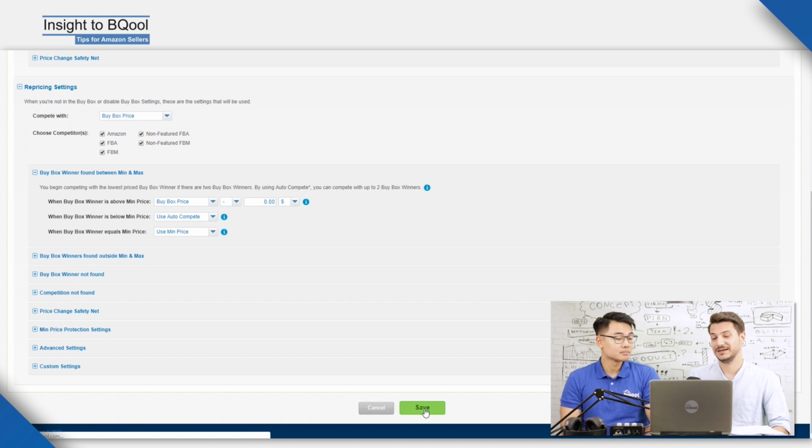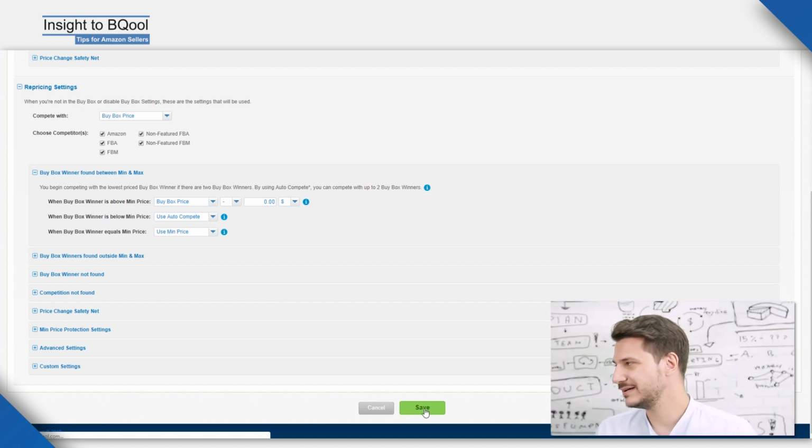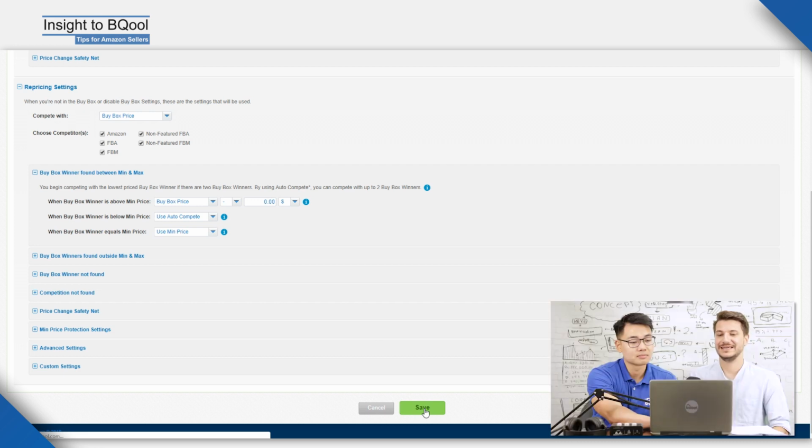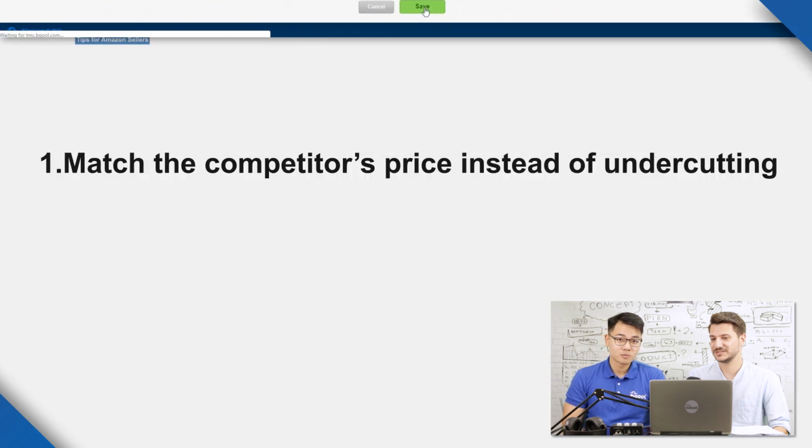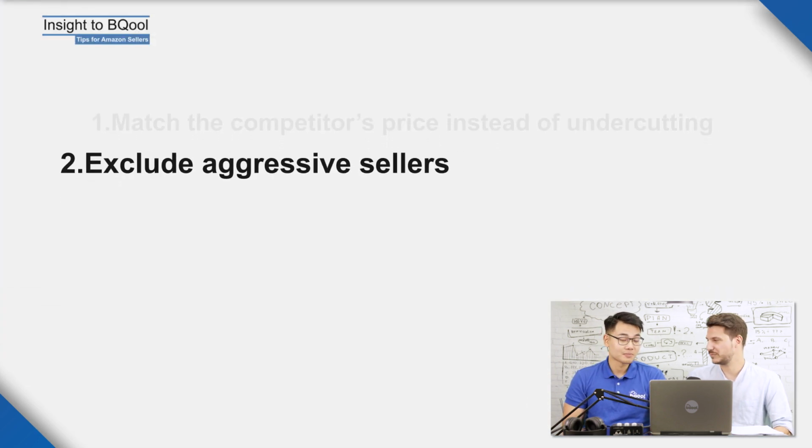But sometimes, Jimmy, some sellers don't follow this and they are undercutting pretty heavily. They're very aggressive and they bring the prices very low, even below your min price, for example. So in this case, what can we do? Well, probably the best would be to just exclude them. Can we exclude sellers with Repricing Central, Jimmy?